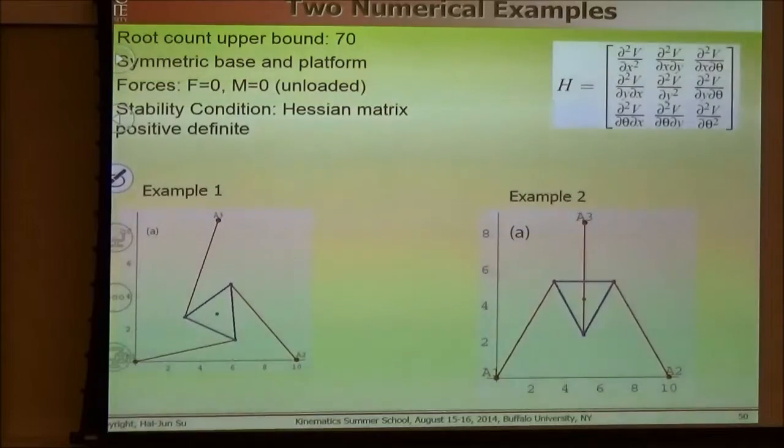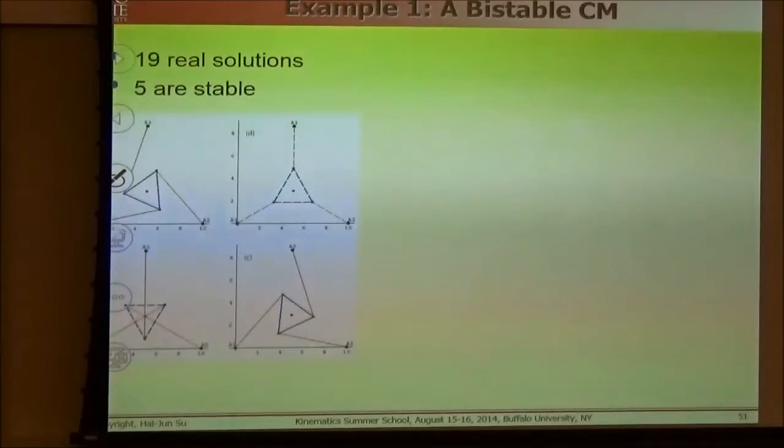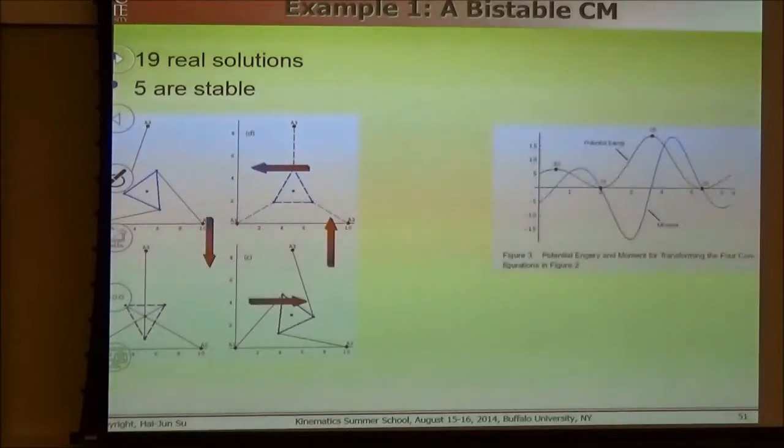Okay, here is a numeric example. You can find all the solutions with homotopy. This is a very special and symmetric case. You find the solutions, and actually you are finding some bistable compliant mechanism here.